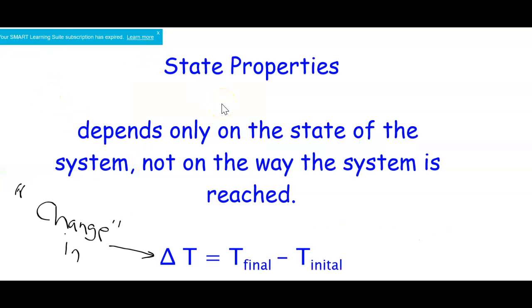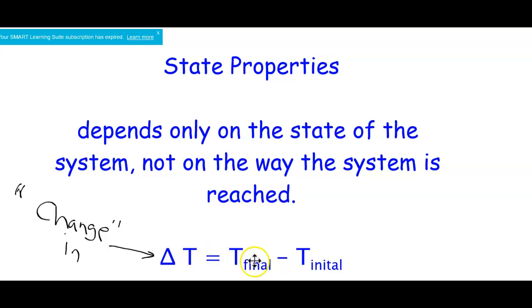All right, we're going to look at the definitions for state properties. It depends only on the state of the system, not the way the system is reached. So for the state of the system, there are 4 properties that help support this definition. One of them is temperature change. Temperature is a state property. I use this slide to indicate that when you see this triangle, it's really meant to be a delta symbol in the Greek alphabet.